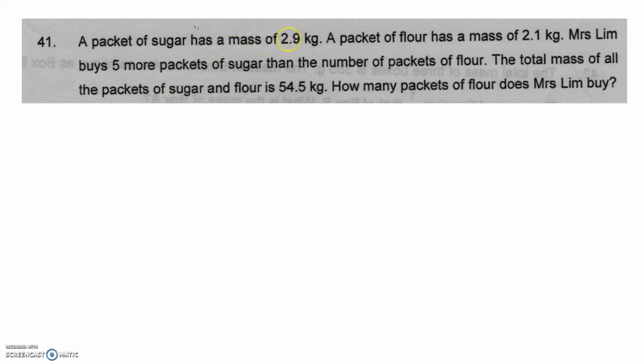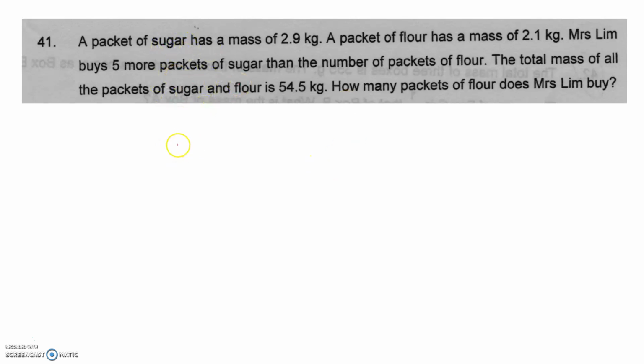A packet of sugar has a mass of 2.9 kg. A packet of flour has a mass of 2.1 kg. Mrs. Lim buys 5 more packets of sugar than the number of packets of flour. The total mass of all the packets of sugar is 54.5 kg. How many packets of flour does Mrs. Lim buy? Now you use the guess and check method. Very tedious. Now this is nothing to do with guess and check. Okay, I draw for you.